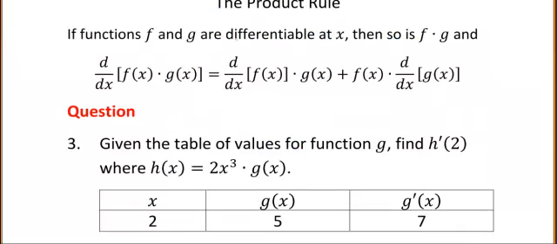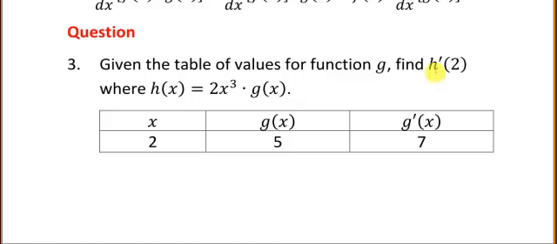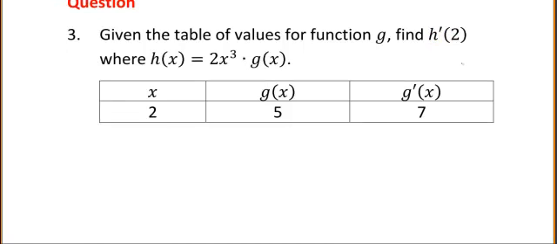Let's take a look at another example. Let's suppose that h of x is 2x to the third times g of x, and that when x is equal to 2, g of x is 5 and g prime of x is 7. What we want to do is find h prime evaluated at 2. So first of all, h prime of x, well, since we have a product, make 2 copies.